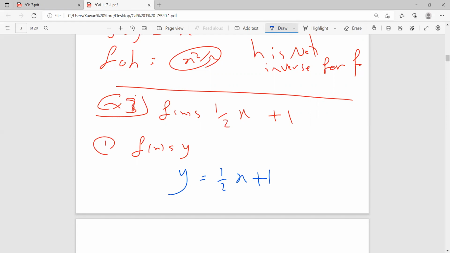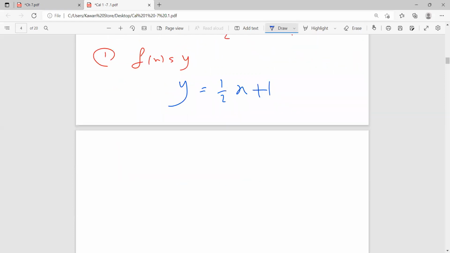That's the first step. The second step: solve for x. Listen here, you don't need to study at home, just listen. Solve for x. What do you mean by solve for x? It means that x should be on the left, and the rest should be on the right side. x equal to something like that.